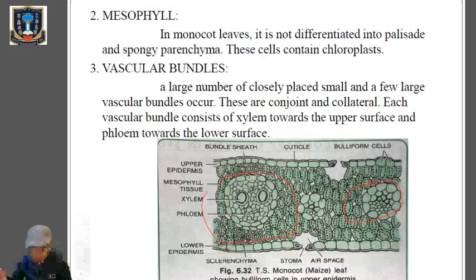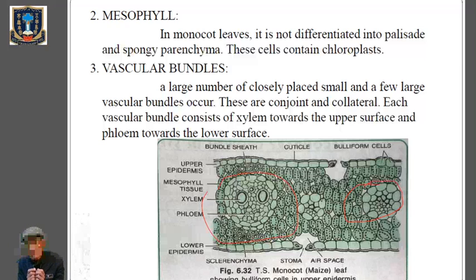Okay, and this vascular bundle is mainly composed of xylem towards the upper surface and the phloem towards the lower surface, and due to the parallel venation in the monocot leaf, it is reflected in the similar size of the vascular bundles. So here we have finished the structure of the dicot leaf and the monocot leaf. Now from your textbook, kindly go through page number 6.33, table number 6.23. You will find the table where you will see the differences between the dorsiventral leaf and the isobilateral leaf.